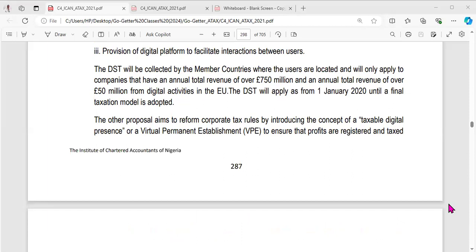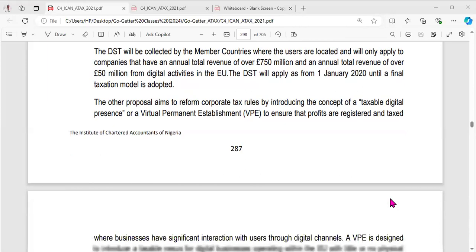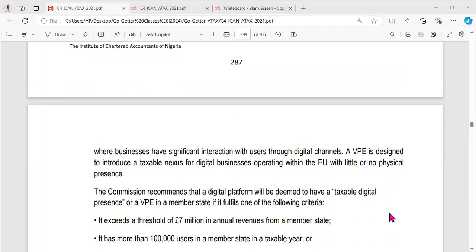Another proposal aims to reform corporate tax by introducing the concept of taxable digital presence, or a virtual permanent establishment. This is important. Taxable digital presence or virtual permanent establishment, to ensure that profits are registered and taxed where businesses have significant interaction with users through digital channels.